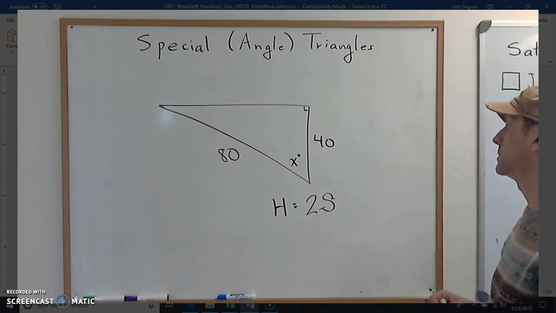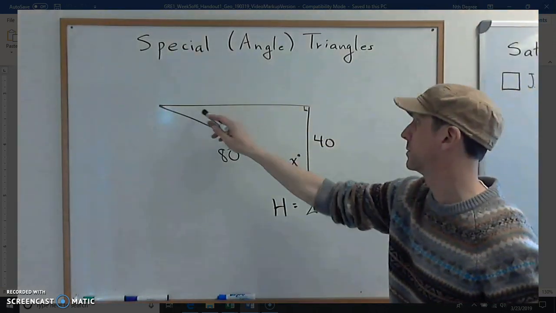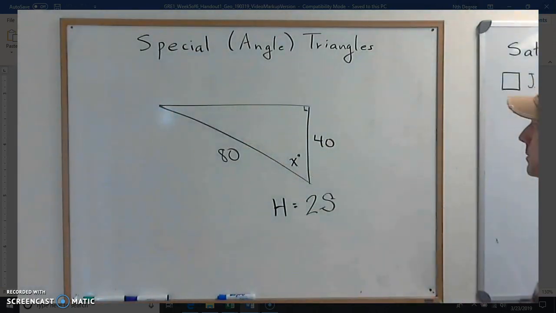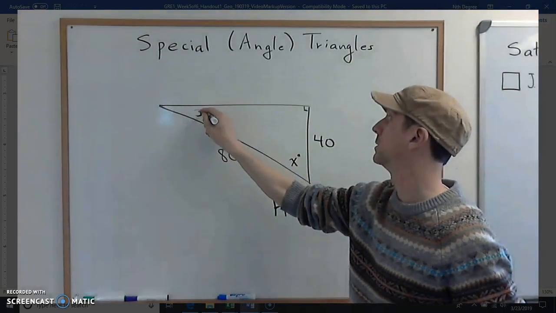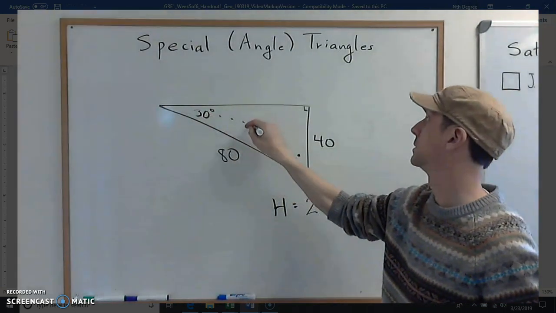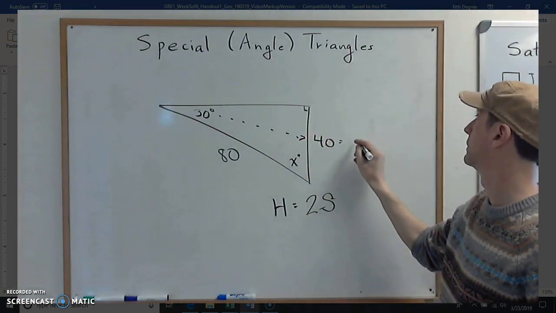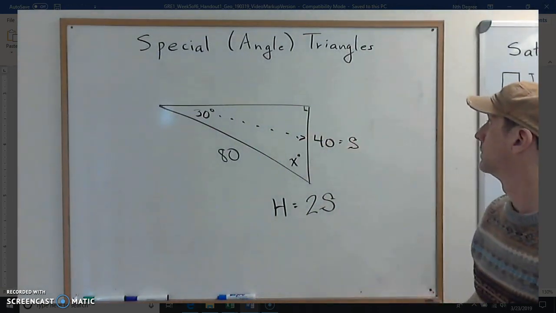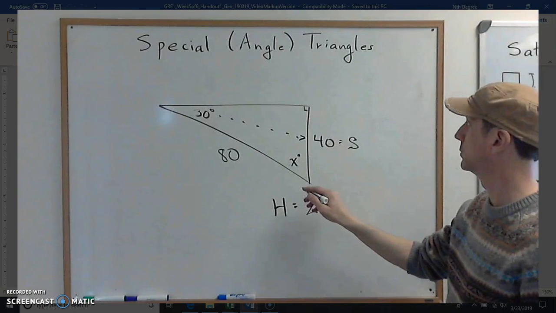So if this is a 30, 60, 90 triangle, the only other thing to figure out is which angle is the 30 and which one is the 60. Well, we remember that the short leg faces the 30-degree angle. So the 30 would be here. It opens up to the short leg. And therefore, this angle would be 60.